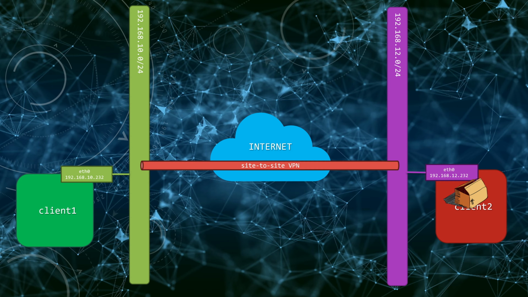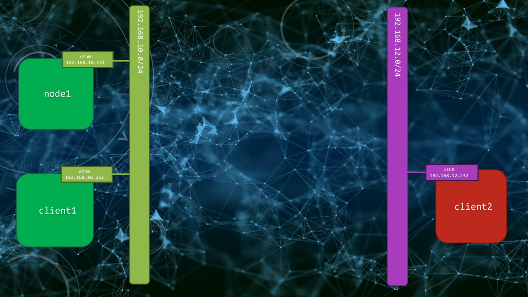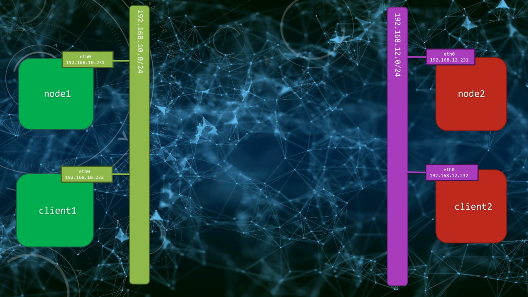Typically, a site-to-site VPN requires public static IP addresses on both ends to establish a stable and reliable connection. However, there are some alternatives if you don't have a public static IP address or don't have access to the router or firewall. What we'll do to set up the connection is deploy a Linux server in each location. For this demo, I'm using node 1 with IP 192.168.10.231 and node 2 with IP 192.168.12.231, both running Ubuntu. We'll then install Cloudflare WARP software on both node 1 and node 2.